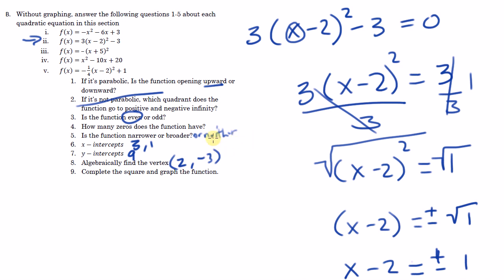And this one is going to be narrower because this is a whole number, and it's going to come in towards the y-axis versus going towards the x-axis.